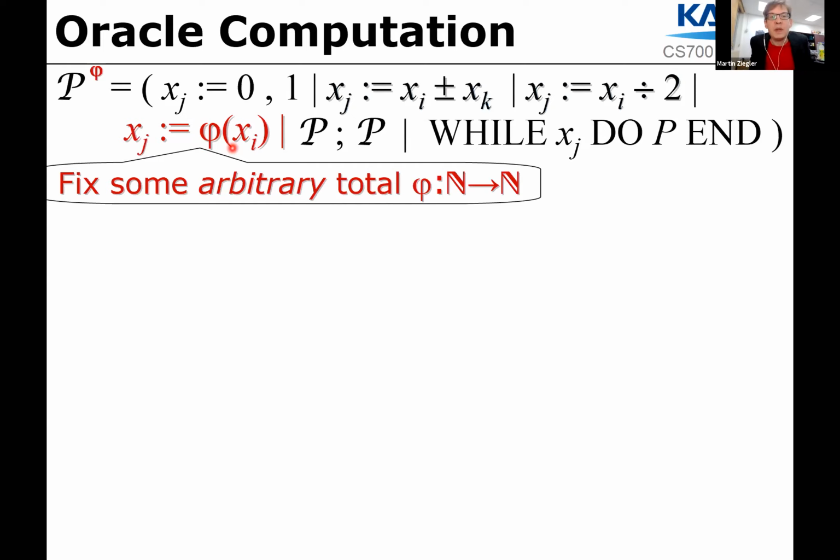It's some arbitrary but fixed total function. So put differently, an oracle while program can make a function call to one specific fixed separate function. If this function is a computable function, then of course we can replace that with a while program that computes, that realizes this function. But more interesting actually is the case where phi is an uncomputable function which cannot be replaced by a while program, and therefore making a call to it strictly enhances and increases the computational power of that while program.